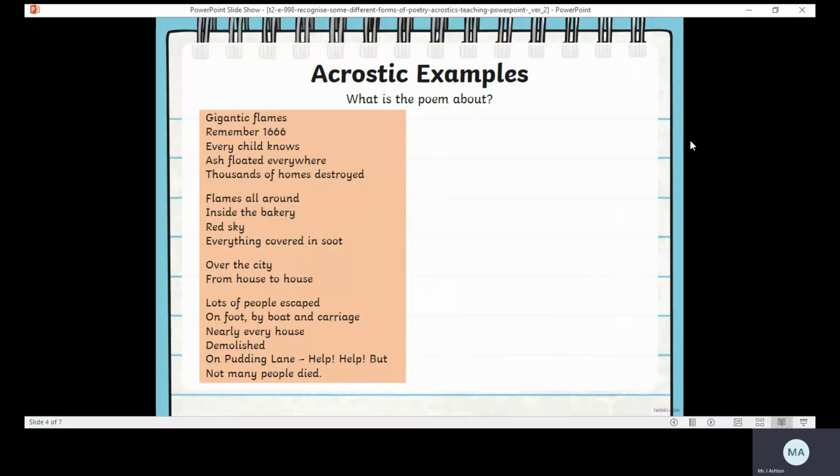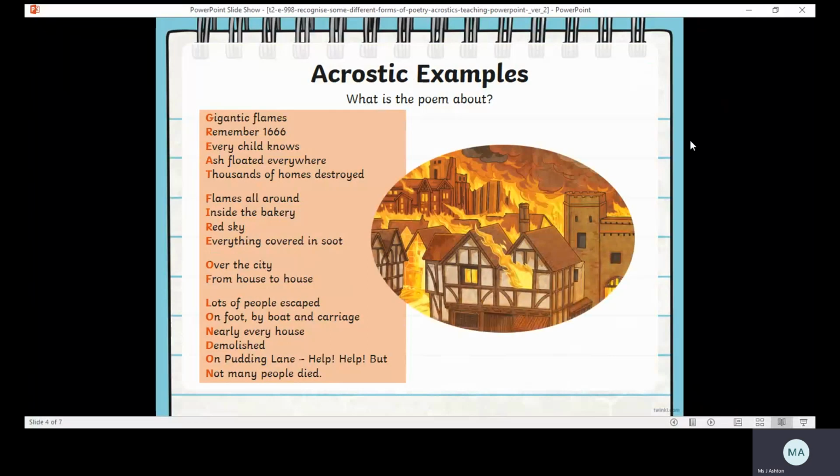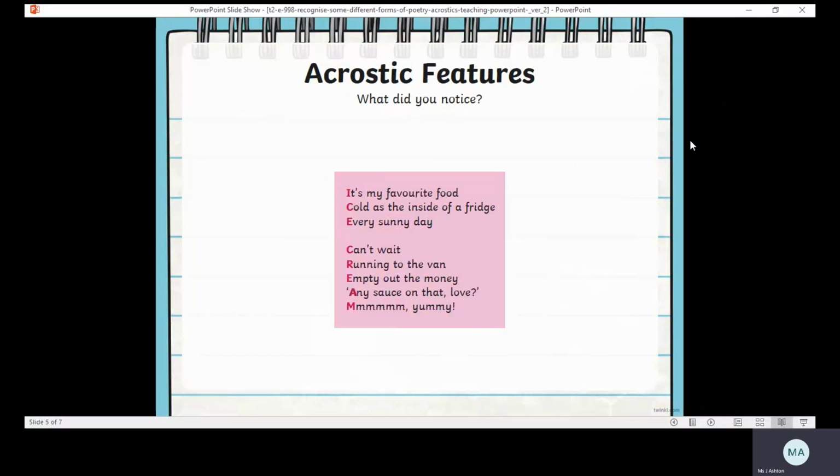What are we talking about there? Read it all the way down and look at the clue in the picture. We've got the Great Fire of London, and that would be a good poem to write out because it's got lots and lots of words in there. You could do some really good work.